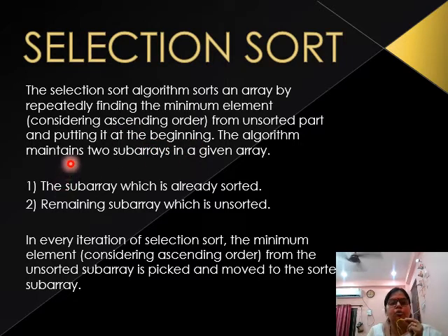The algorithm maintains two subarrays in a given array: the subarray which is already sorted and the remaining subarray which is unsorted. We have to work with these two subarrays. In every iteration of selection sort, the minimum element, considering ascending order, from the unsorted subarray is picked and moved to the sorted subarray. By default, we consider two types: sorted and unsorted. We take an element from the unsorted subarray and put it in the sorted subarray.